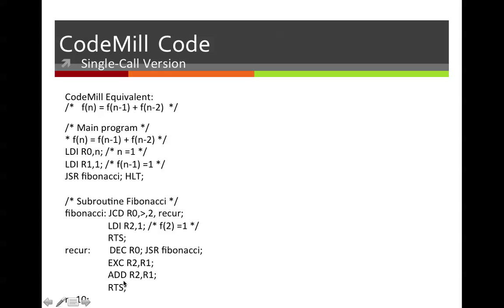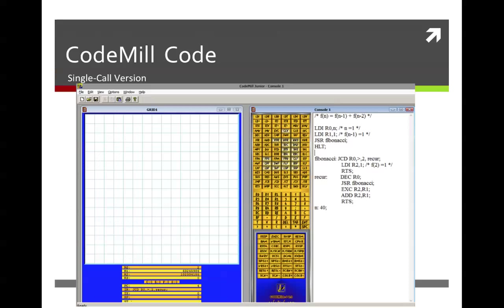And we talked about how the order between exchange and add instructions here actually makes a difference. If we were to put add and exchange in the opposite order, then our f of n would have been accumulated into R1. But we want it to be in R2. That's why we made this switch, and we explained that in the lecture that we had last week. All right, so now, the CodeMill code is right here for this.